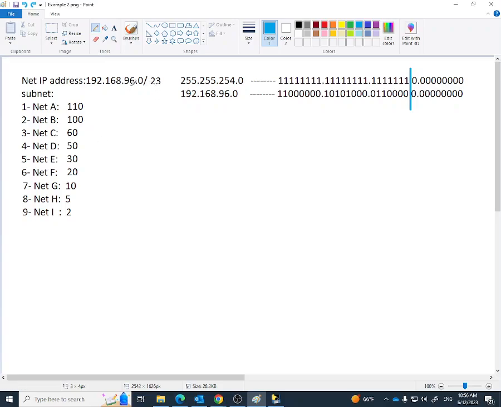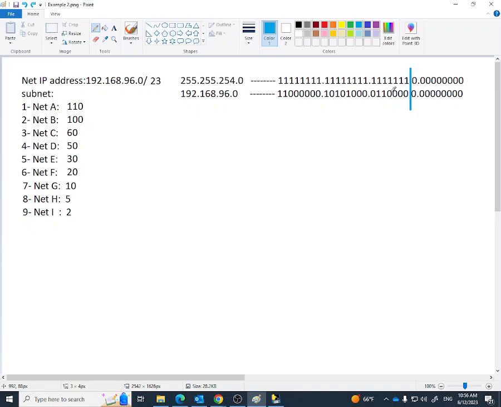So first things first, we have this IP address, the same IP address we had before, but this time the prefix is 23. So when you convert everything to binary, you will get something like that. Now I want you to notice that the line that separates the network portion from the host portion is actually in the second octet to the right. So this is the first octet, this is the second octet. So we have the line here. This is the dot that separates both octets, the first and the second one.